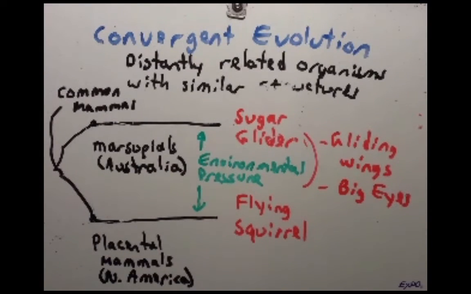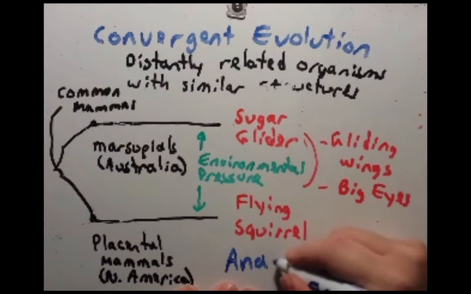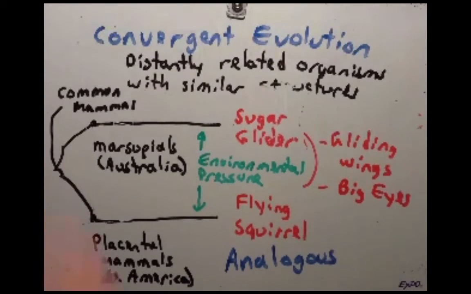So I want to introduce another term here, and this is analogous structure. Analogous structures are similar structures between different organisms that cannot be accounted for by a shared ancestry. Analogous structures do not arise from a common ancestry. Rather, they arise independently, as we see here in convergent evolution. Okay, I'm going to erase this.